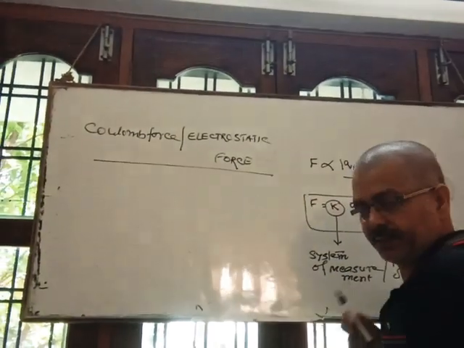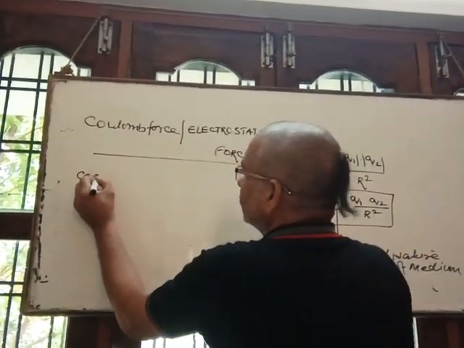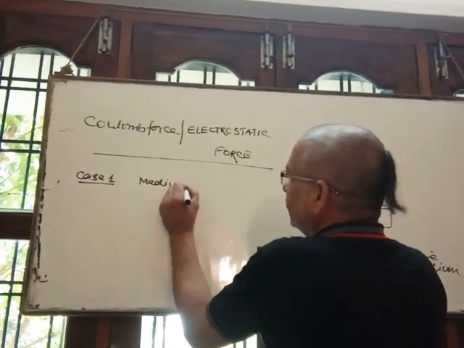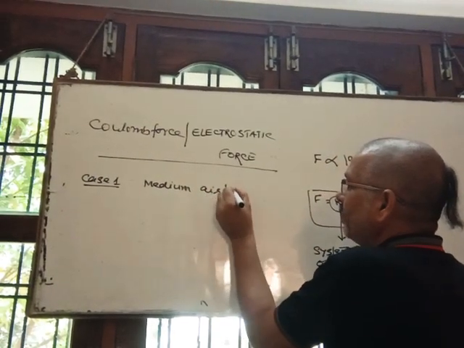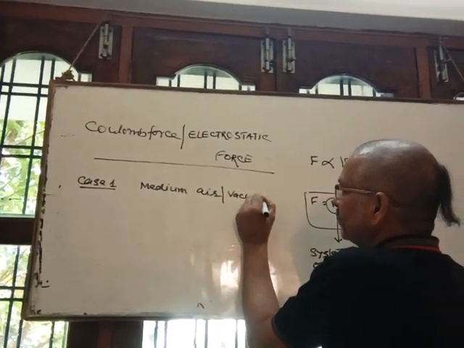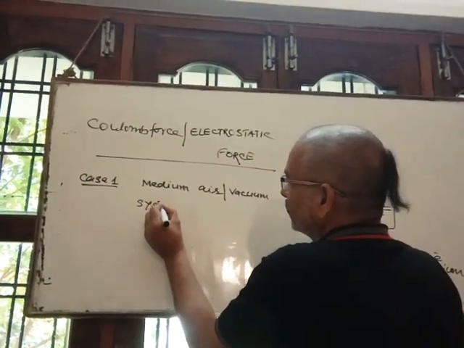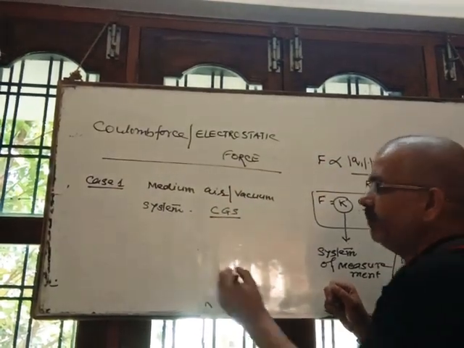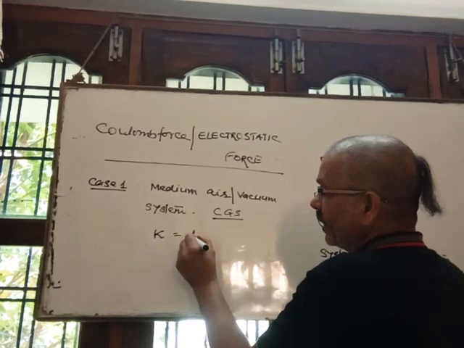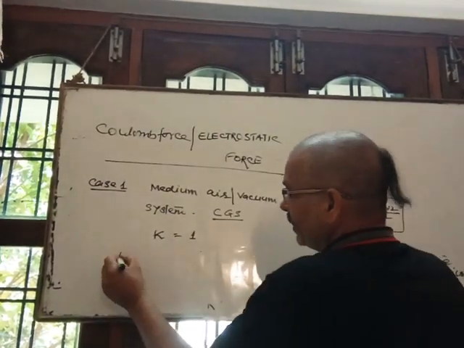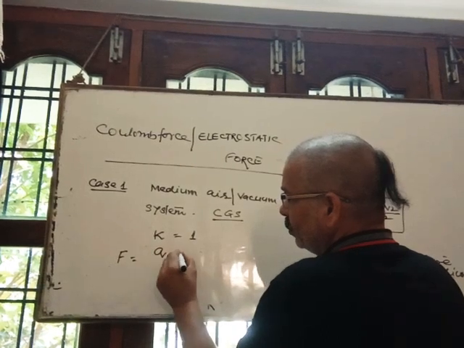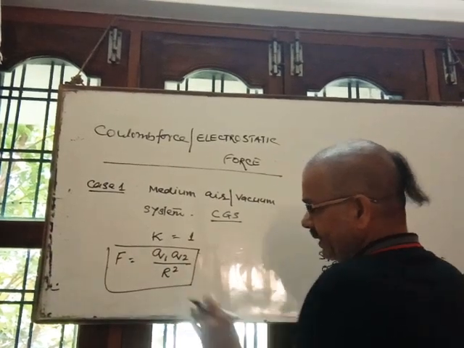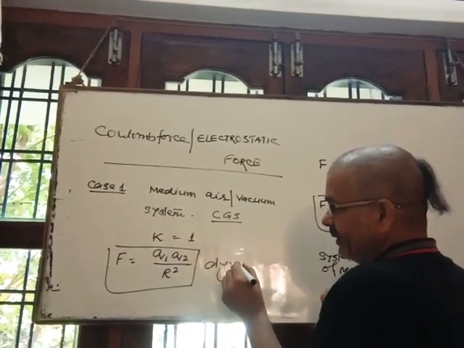Suppose case first, if the medium is either air or vacuum and the system is CGS, then the value of the proportionality constant K is 1. Clear? Then the electrostatic force becomes F equals Q1 Q2 by r square. In this case, the unit of force, as you know, is dyne.